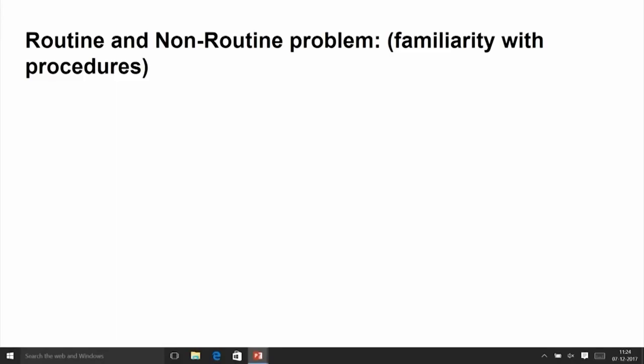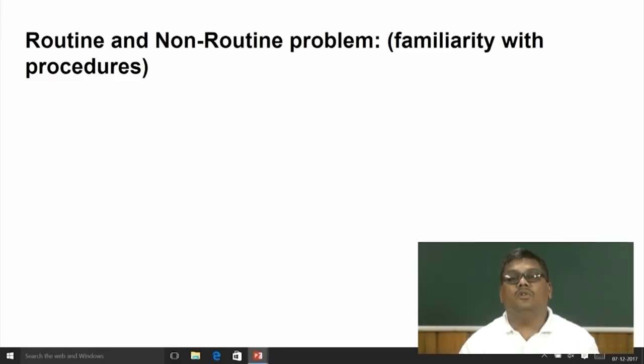Now, in addition to well-defined and ill-defined problems, there is another categorization out there, which is in terms of routine and non-routine problems. Routine problems are those which you are familiar with, the type of process that you have to follow, and non-routine problems are problems where you do not know what steps to follow. So, basically in terms of well-defined and ill-defined, you can also have a match between routine and non-routine problems.